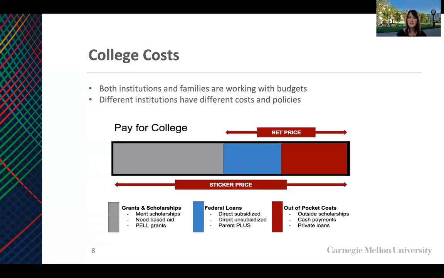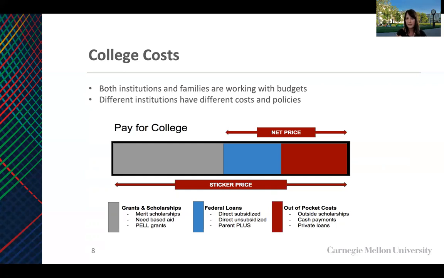College costs. Let's break this down a little bit. So this is just to remind you that both institutions and families are working within budgets, and different institutions have different costs and policies. So this graph can look a little confusing just straight off. So let me break it down for you. The whole bar, the gray, the blue, and the red, is what you'll hear as the sticker price, what the cost is for you to attend the school, right? The net price, which is just the blue and the red, is actually what you're responsible for.